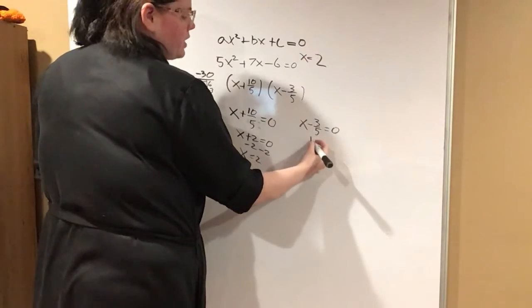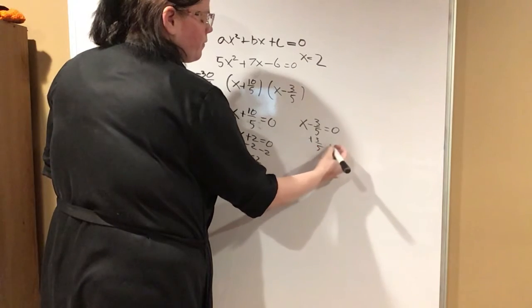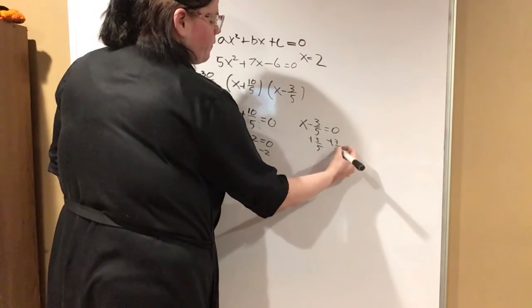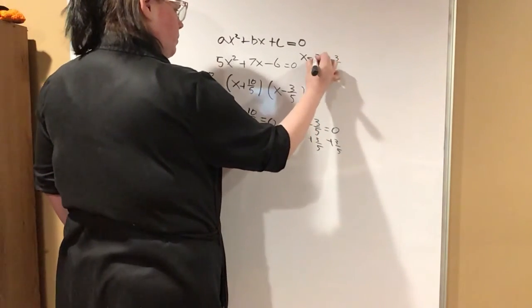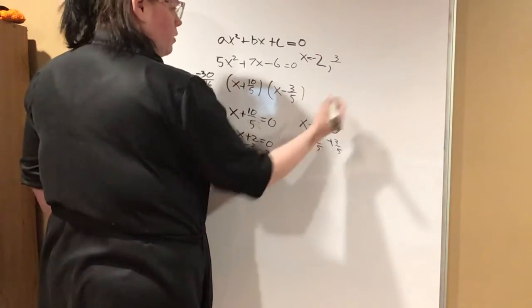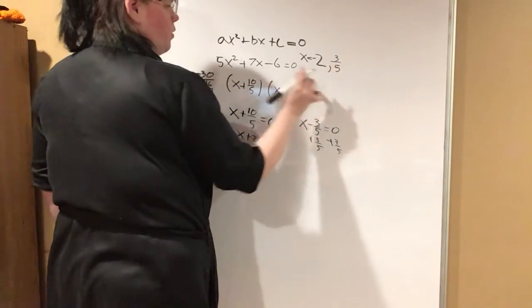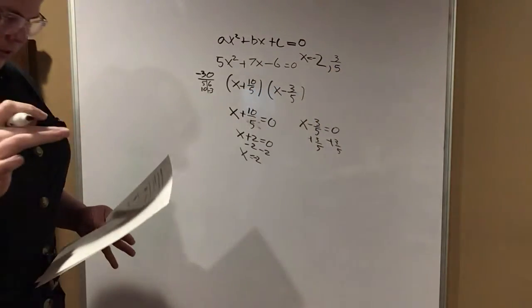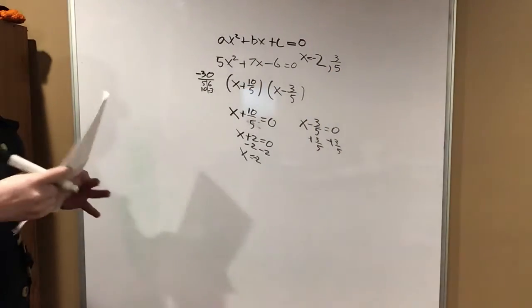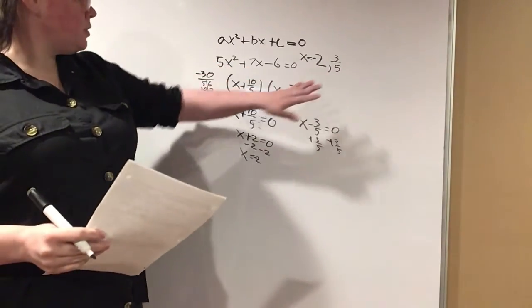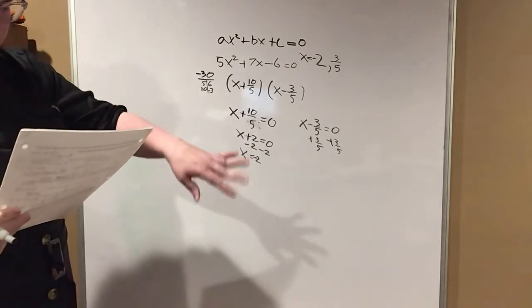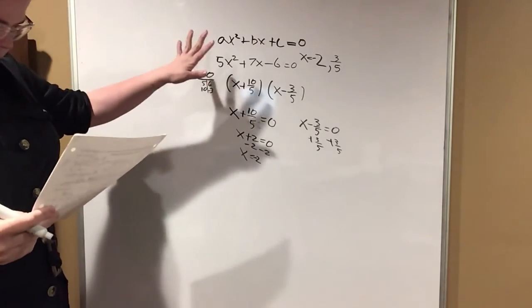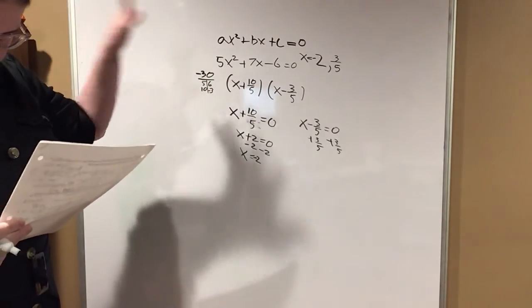And then the other one, just add 3/5. And the other solution is 3/5. So our solutions are negative 2 and 3/5. So these two solutions will solve this equation. This is the goal of our quadratic right now, is we are trying to solve it. That's why we're setting it equal to 0.